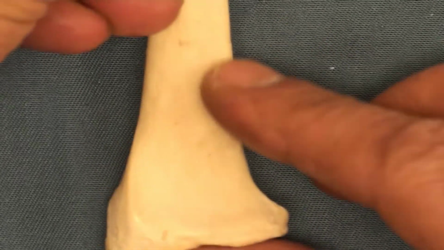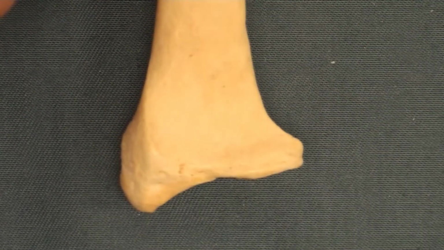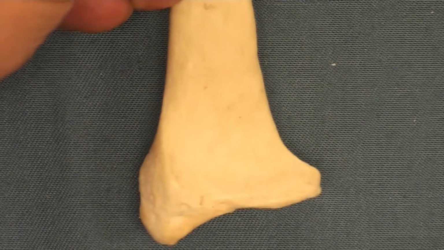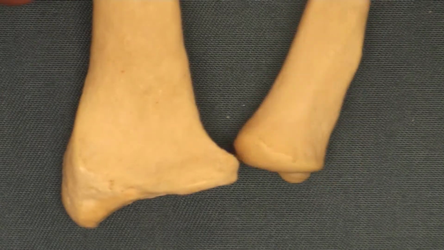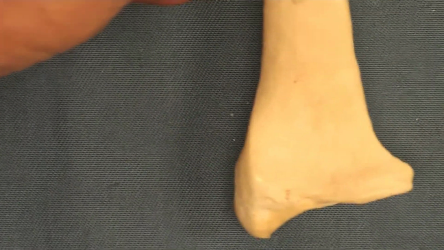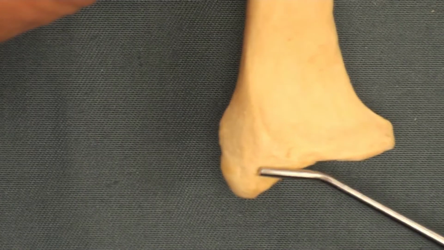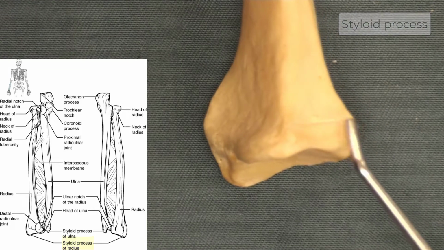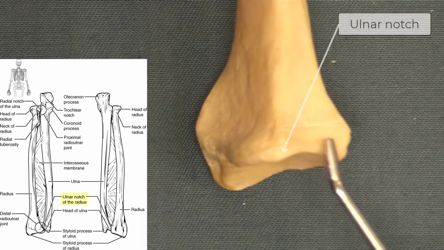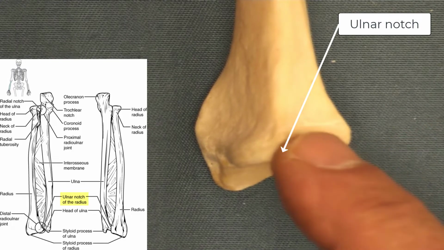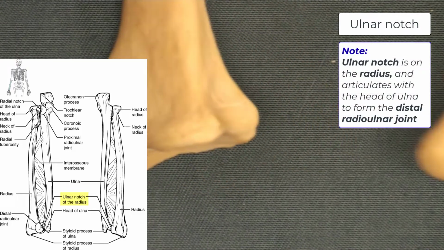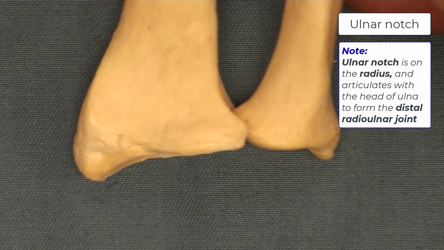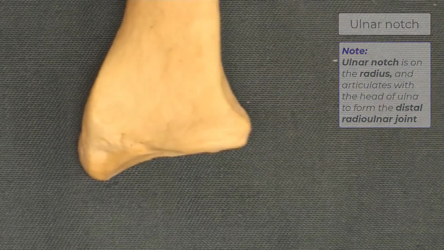Okay, now when it comes to the distal end of the radius, as you can see, the distal end is much bigger than the distal end of the ulna, right? So on the distal end we have a bony projection on the lateral side right there. It's called the styloid process. Opposite to that on the medial side we have a notch known as the ulnar notch. Then again, heads up, the ulnar notch is on the radius, and as you can see the ulnar notch articulates with the head of the ulna to form the distal radio-ulnar joint.